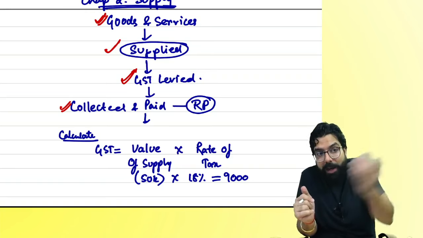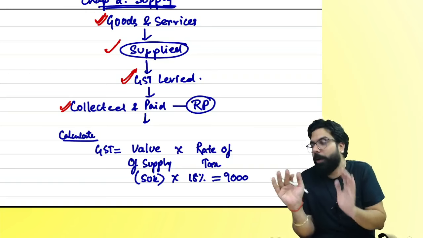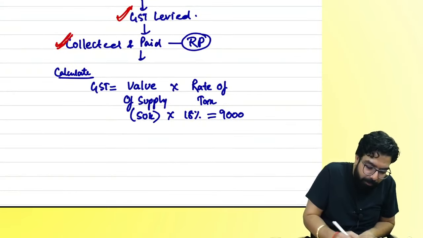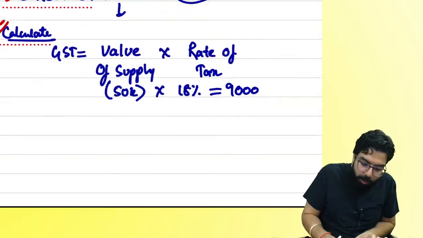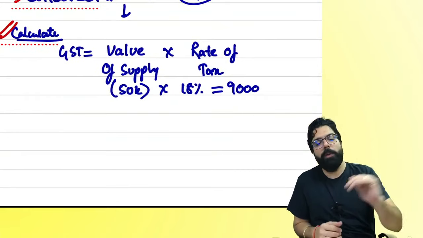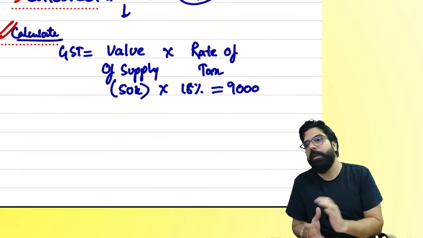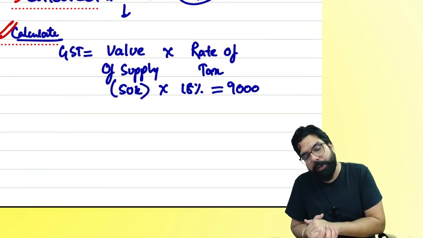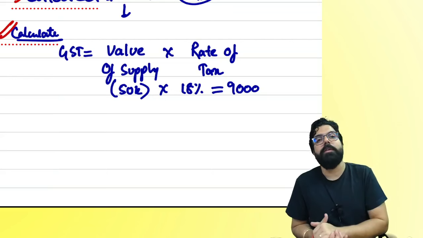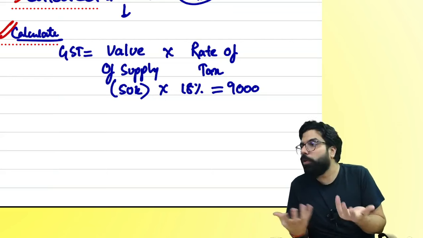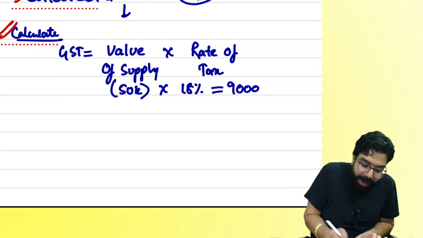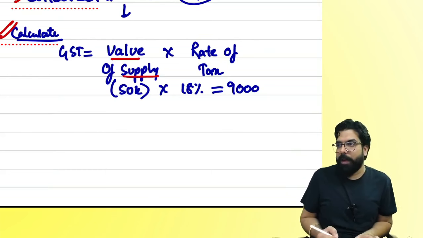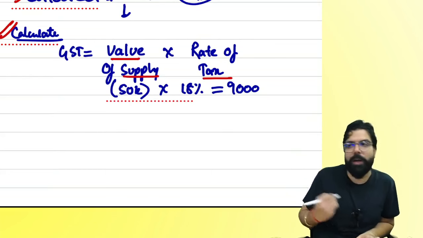Then GST got imposed on the goods. Once GST got imposed, I have to collect and pay the GST to the government. How will I collect and pay, everyone? First, I have to calculate. On what amount should I collect? I sold the mobile for 50. Should I collect on 50? Louder, everyone. Yes. If I sold you the mobile for 40, I should collect on 40. So whatever is the value of my supply, on that I have to collect GST and pay to the government.